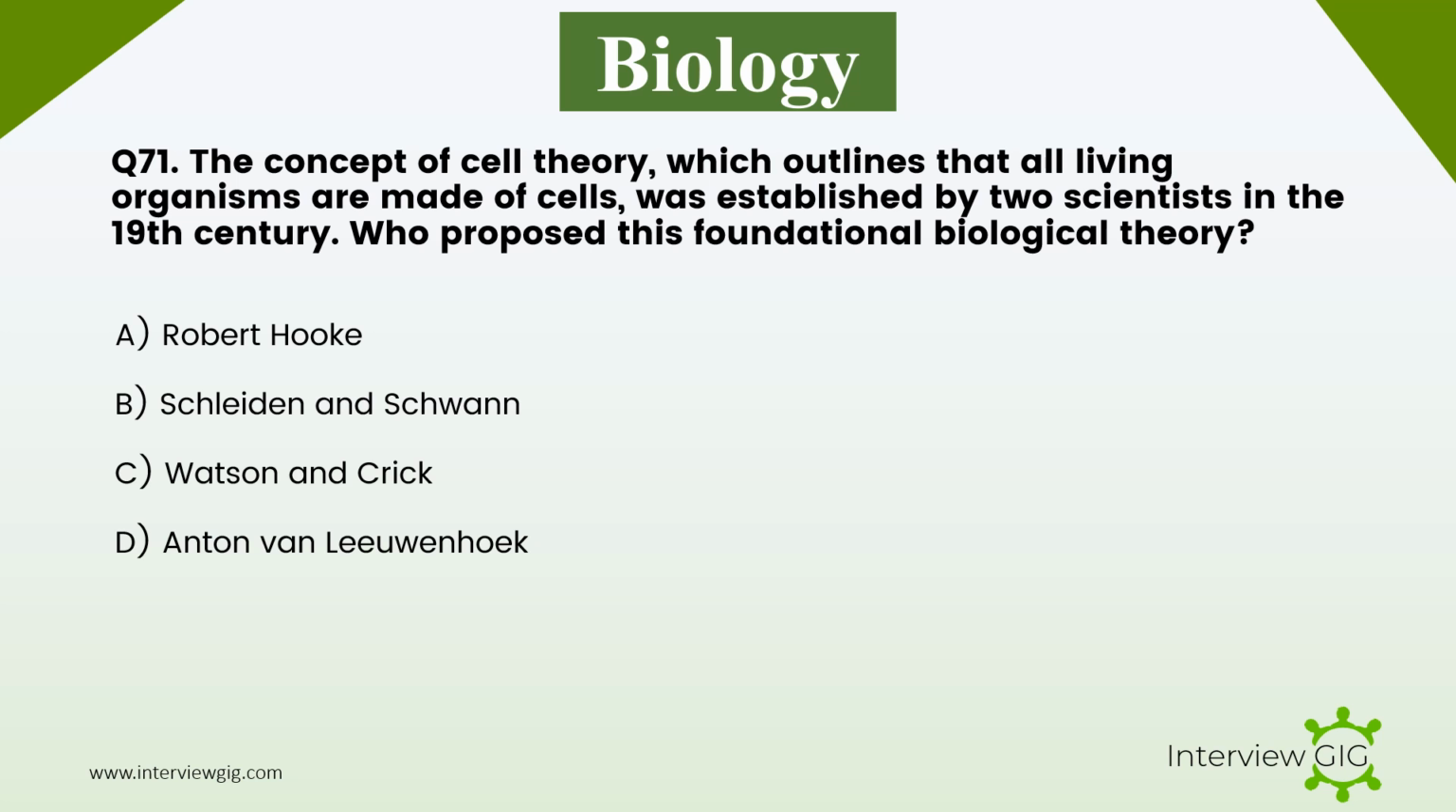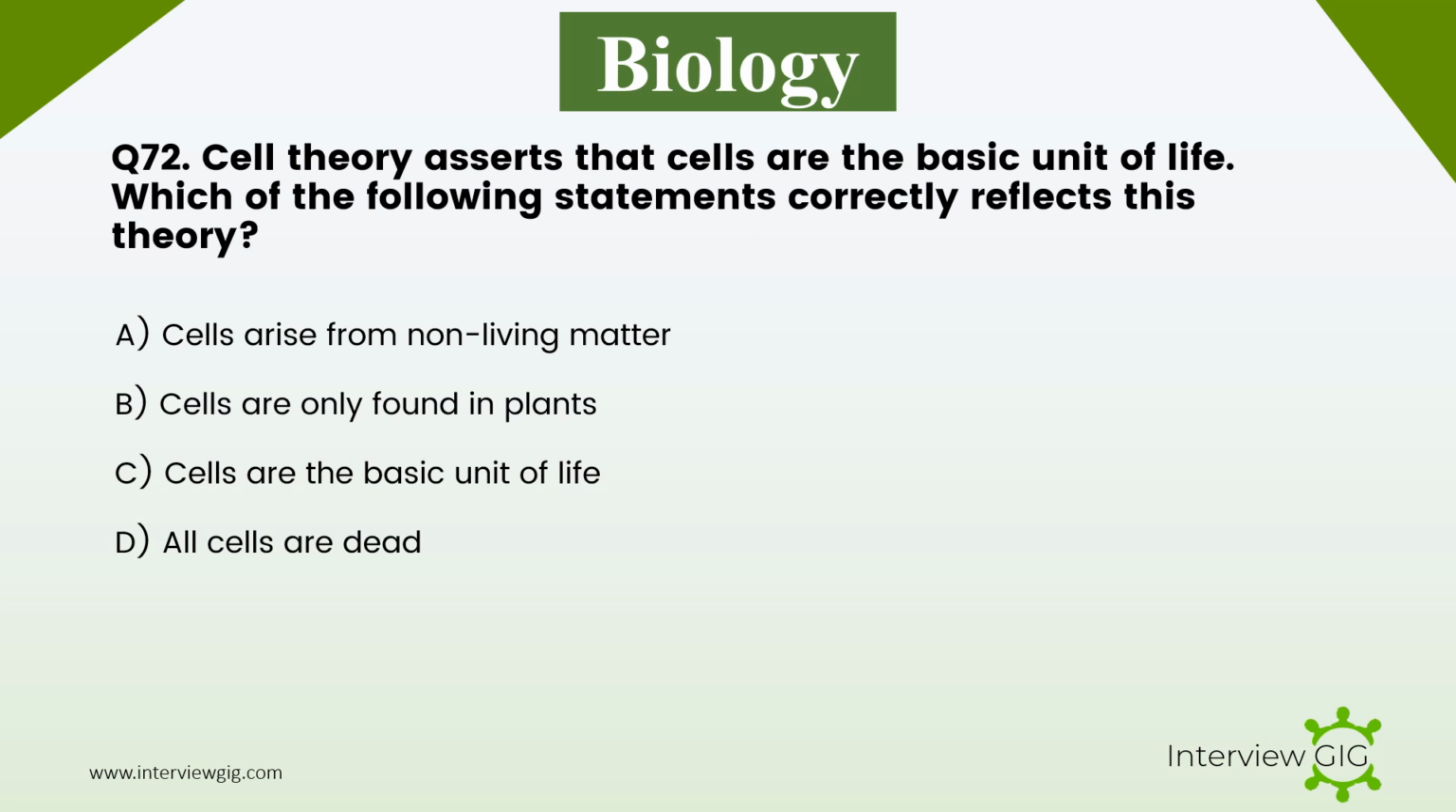Next question. The concept of cell theory, which outlines that all living organisms are made of cells, was established by two scientists in the 19th century. Who proposed this foundational biological theory? A. Robert Hooke. B. Schleiden and Schwann. C. Watson and Crick. D. Anton van Leeuwenhoek. Answer B. Schleiden and Schwann.